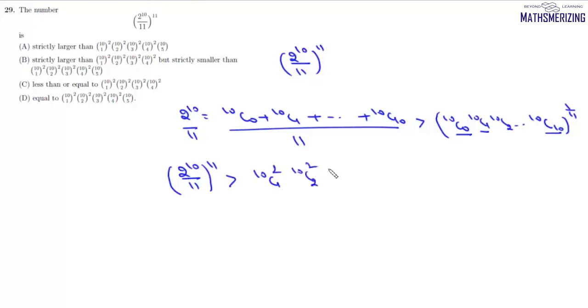Now 10C2 and 10C8 are the same, 10C3 and 10C7, 10C4 and 10C6, and then we have 10C5. So this 2 to the power 10 upon 11 to the power 11 is strictly greater than 10C1 square, 10C2 square, 10C3 square, 10C4 square into 10C5, which is your option A.